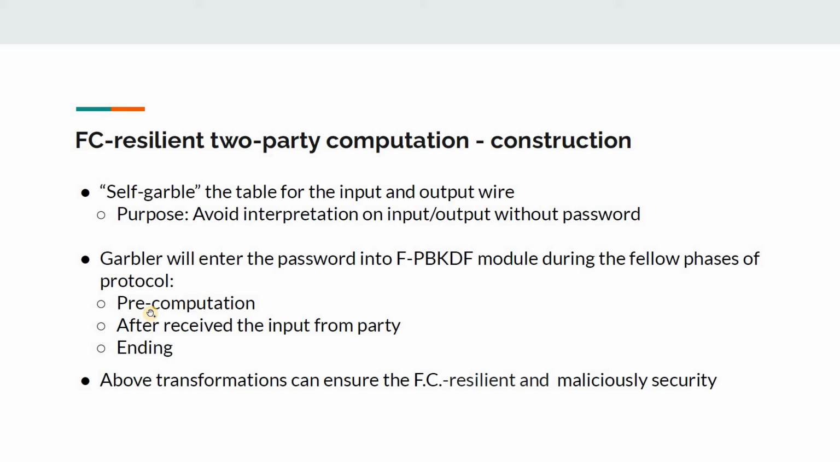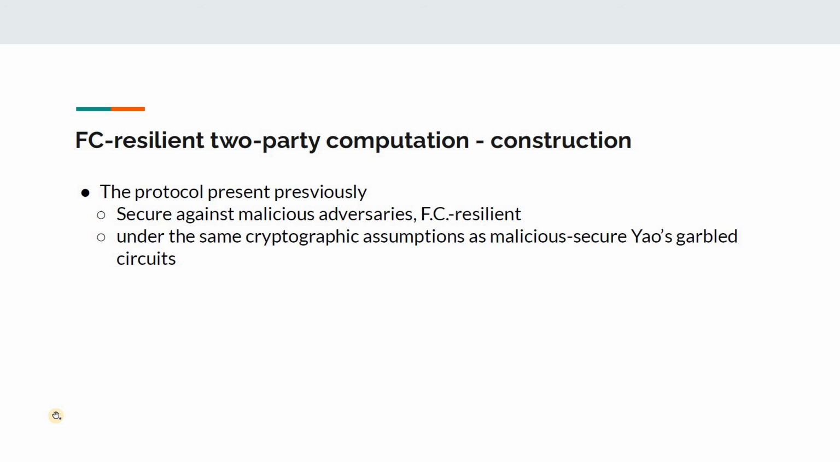And the third phase where we enter the password is the ending phase, which is the end of the photocon. The garbler will use his or her PBKDF with the output table of the NOT OP gates to find the outputs. So after these three phases, the above transformation can ensure FC resilience and malicious security. So we can make a small conclusion here: the photocon that we presented previously, under the same cryptographic assumption as the malicious secure Yao's garbled circuits, is secure against the malicious adversary and FC resilient.